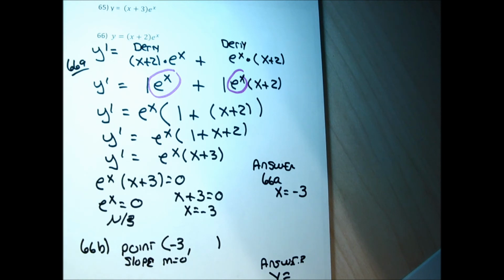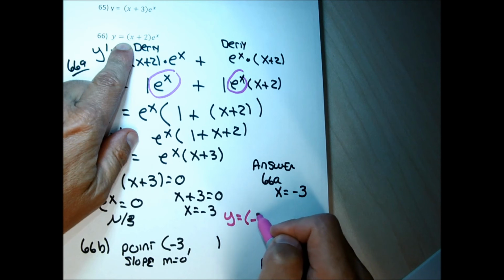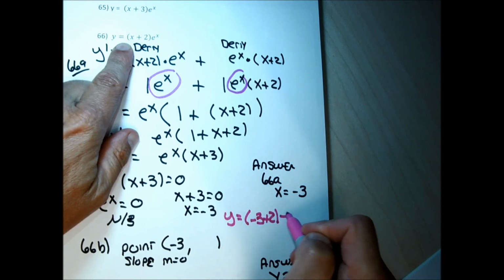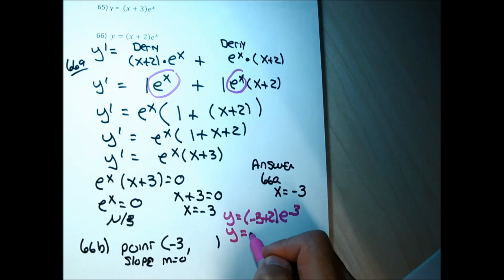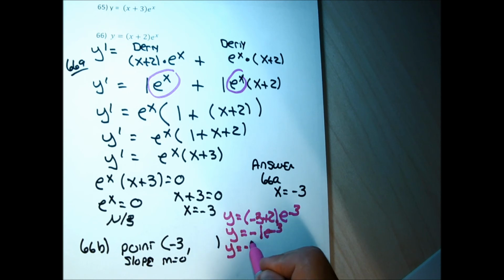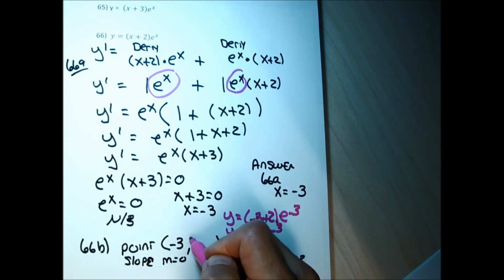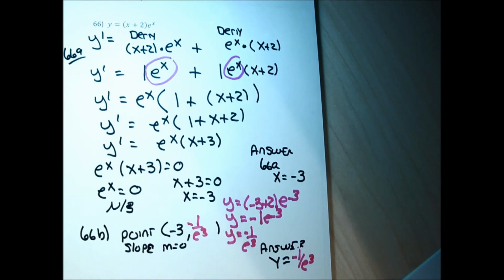So to get that number, I'm going to plug negative 3 in for these x's. So I'm going to go y equals negative 3 plus 2 times e to the negative 3 power. That's going to give me y equals negative 1, e to the negative 3 power. That's going to give me y equals negative 1 over e cubed. That's the y coordinate of the point, and that's going to be the answer. And I'm not going to do the y minus y1 equals m times x minus x1 part for 66b, but I could have, and that's what it's going to give me, y equals negative 1 over e cubed.